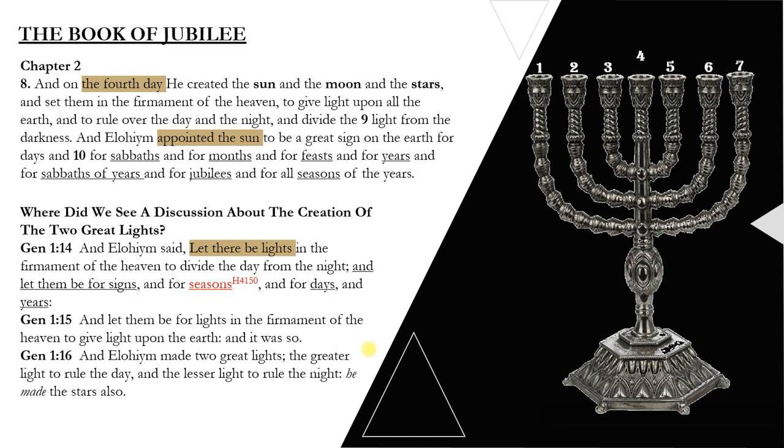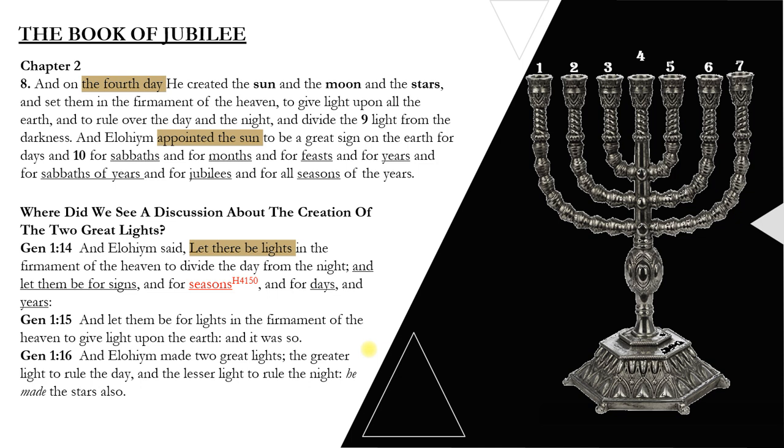It didn't say Elohim appointed the moon. It didn't say that. So yes, the moon has its role, but it's not for determining the Sabbaths, the months, nor our feast days.